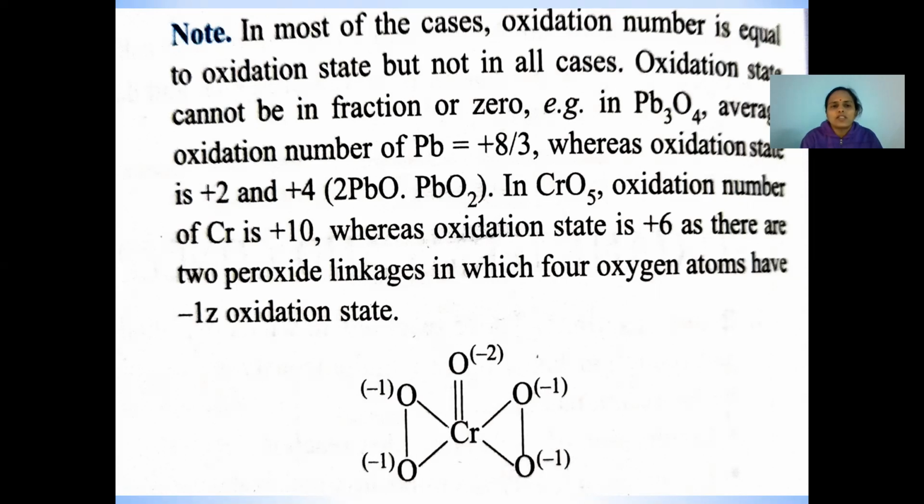In CrO5, oxidation number of chromium comes out to be +10, but its oxidation state is +6, as there are 2 peroxide linkages in which 4 oxygen atoms have -1 oxidation state. You can see here, this is the 4 oxygen atoms. They are connected with one another, 2 peroxide linkages having oxidation number of -1. And 1 oxygen atom is held together with chromium with double bond having oxidation state of -2. Thus, overall oxidation state of chromium comes out here to be +6 respectively.